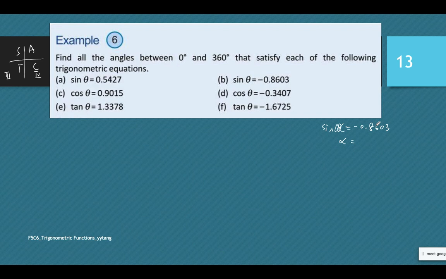0.8603, then very good, 59.35. So this is an acute angle, 59.35. Because the question is negative here, then you have to find the third and fourth quadrant. Therefore, theta equals to third quadrant will be 180 plus your alpha, and 360 minus your alpha. You got two answers.